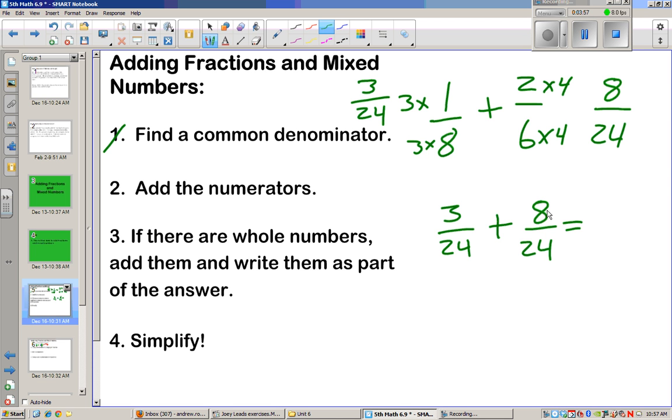Add the numerators. 3 plus 8 is 11. My denominator stays the same. They're still the same size pieces. Are there any whole number parts? No, there aren't. So I'll cross that out. And then simplify. Can I divide both 11 and 24 by something? Well, I know 11 is a prime number. Its only factors are 1 and 11. So I can't divide 24 by 11. So I found my answer, 11/24.